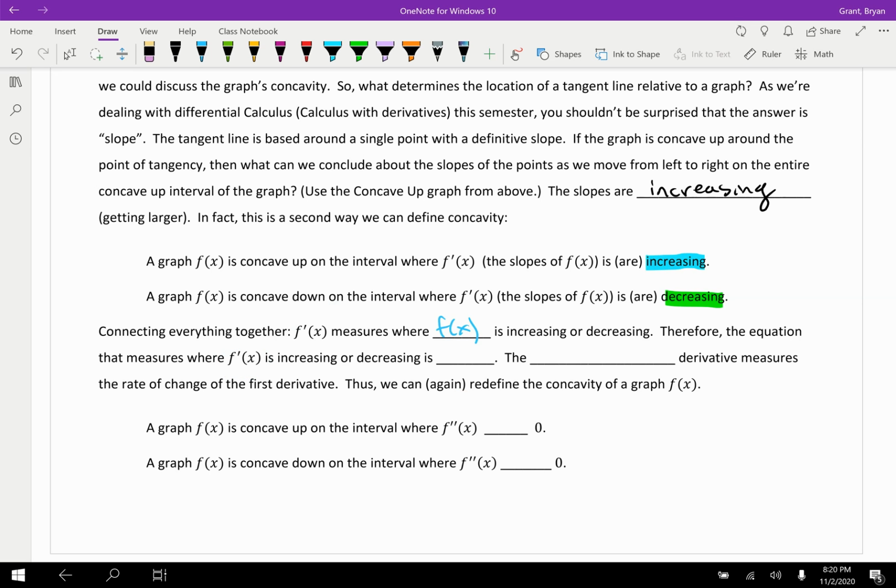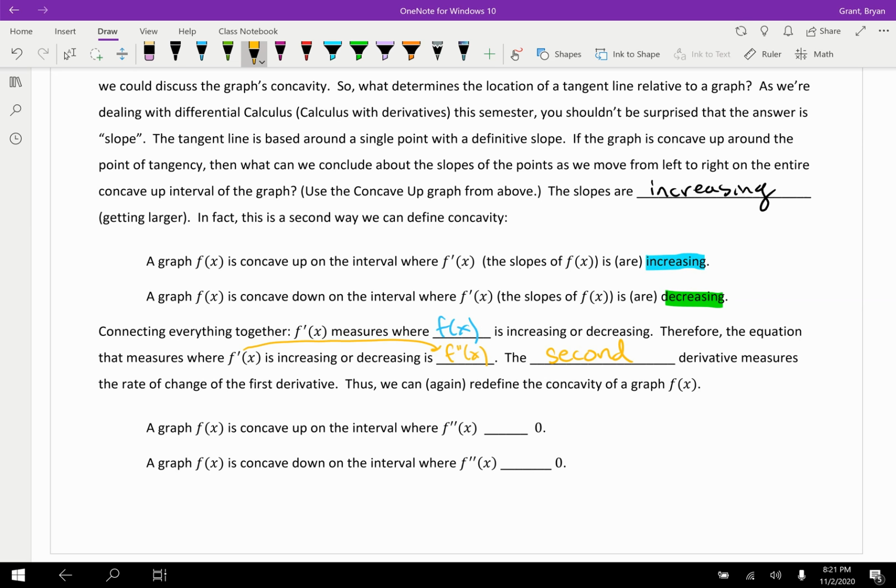Well, just thinking about the relationship, to find the equation that told us where f of x is increasing or decreasing, we took the derivative. So to find where f prime, where the slopes are increasing or decreasing, we again take the derivative. The second derivative measures the rate of change of the first derivative. Now, again, the rate of change is basically saying the pattern of the first derivative.